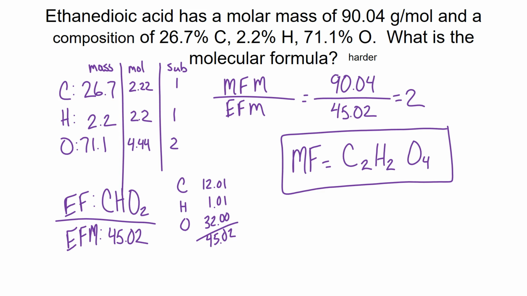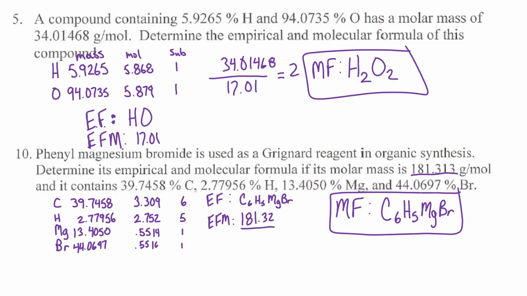All right. So when we look at this, and that's the wrong one. All right. So again, look at this. You should have gotten H2O2 for number 5. You should have gotten C6H5MgBr for number 10. So molecular formula, again, empirical formula, that's the more difficult part. Molecular formula is just once you get the empirical formula, then you can do a couple extra steps.